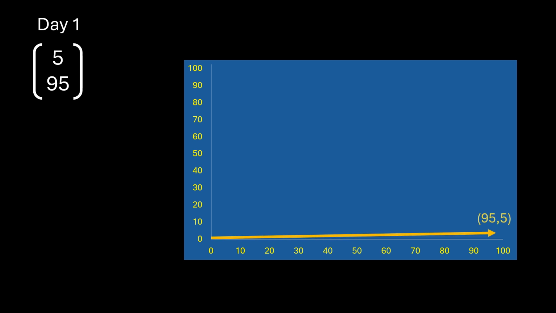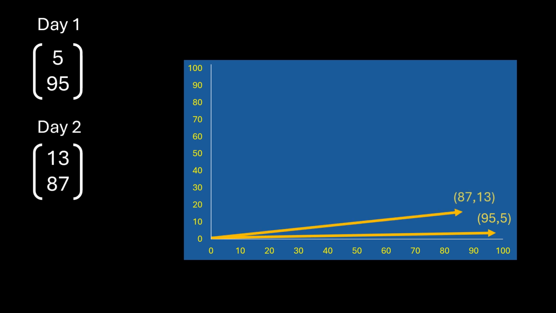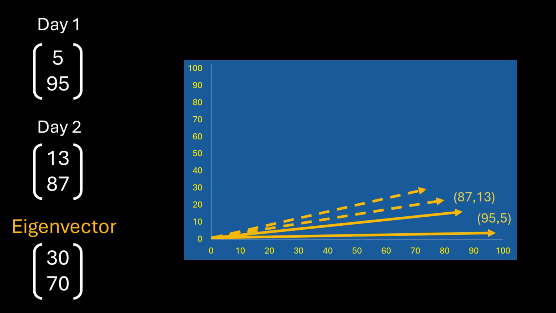Now let's plot this information on the graph. On x-axis we have healthy rabbits and on y-axis we have infected rabbits. On day 1, we had 5 infected and 95 healthy rabbits. So I plot this as a vector. On day 2, we had 13 infected and 87 healthy rabbits. Let's say on day 3, we had 20 infected and 80 healthy rabbits, so we plot that also. And this population of infected and healthy rabbits will keep changing till it reaches that steady state of where there are 70 healthy rabbits and 30 infected rabbits. So we plot that eigenvector with 70 healthy and 30 infected, and this is how it would look like.